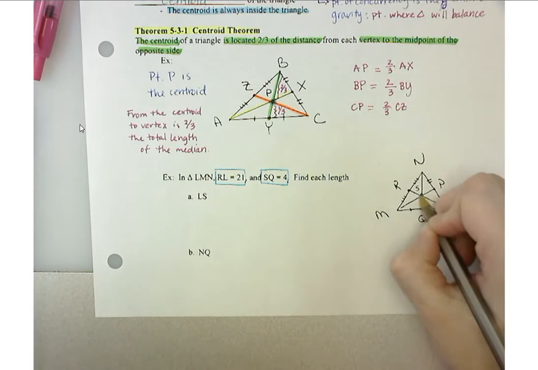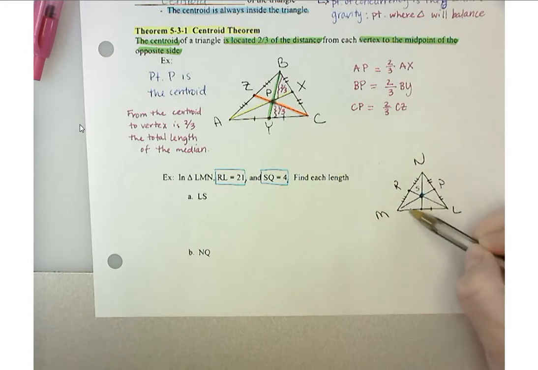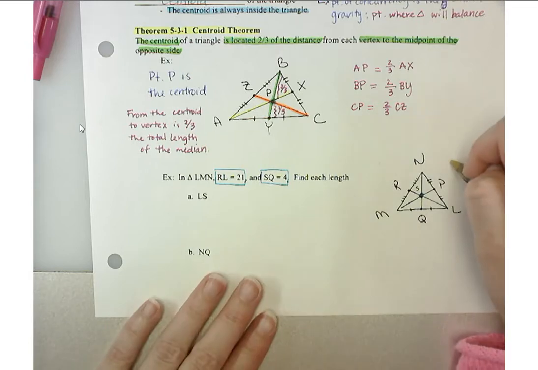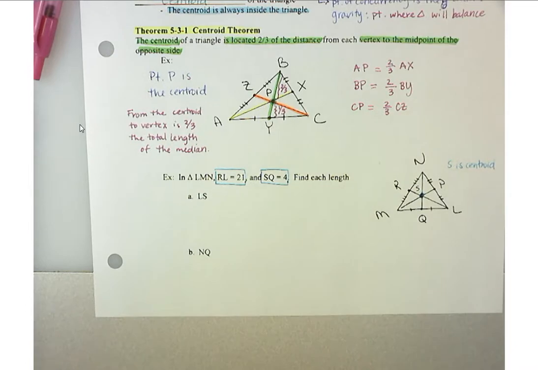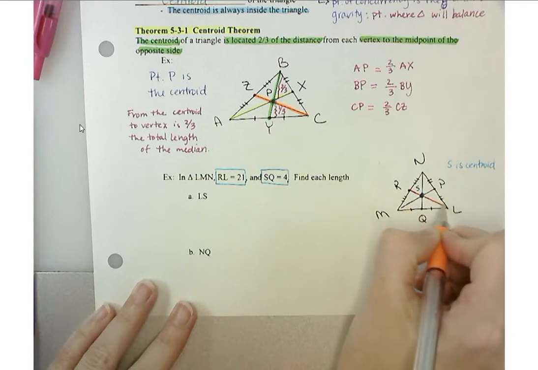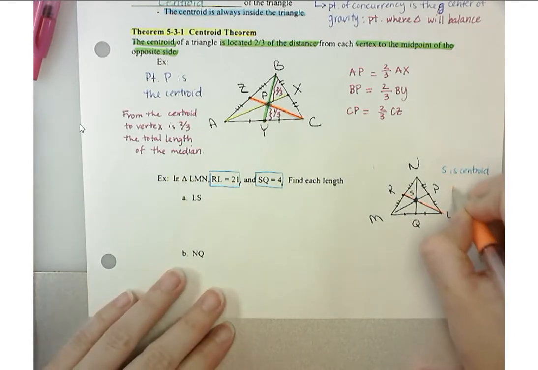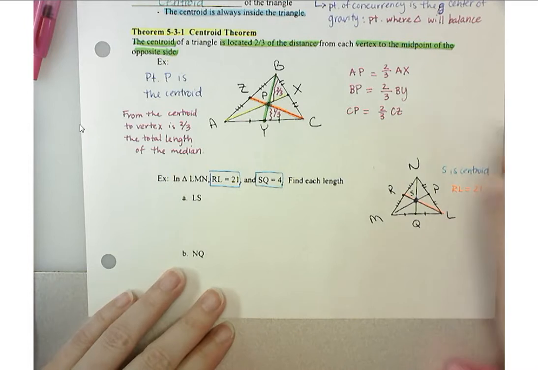So first, make sure that you understand in the picture, if they are giving you these marks, it means these are all midpoints. And because they go from the vertex to the midpoint of the opposite side, this is going to be your centroid. So S is the centroid for this case. Now they give you the length of RL, and RL is a median. So RL is 21. That is a median of the triangle.